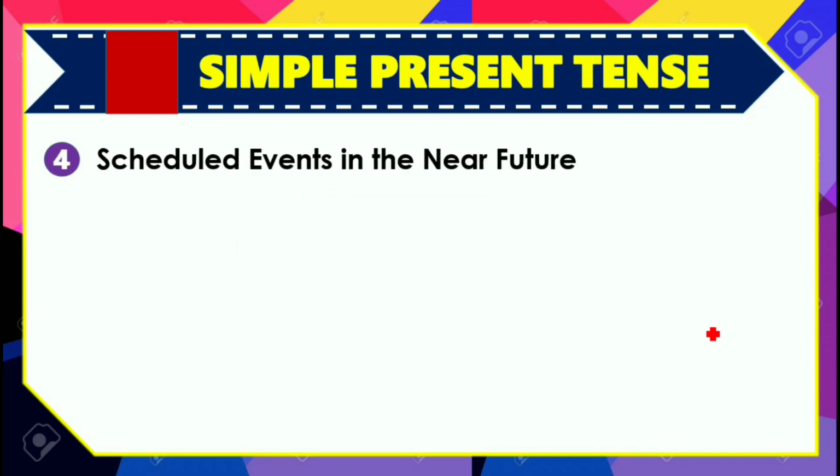Speakers occasionally use a simple present to talk about scheduled events in the near future. And this is most commonly done when talking about public transportation, but it can be used with other scheduled events as well. For example, when we say the party starts at 8 o'clock. If it's a scheduled event in the near future, you can also use the present tense of the verb.